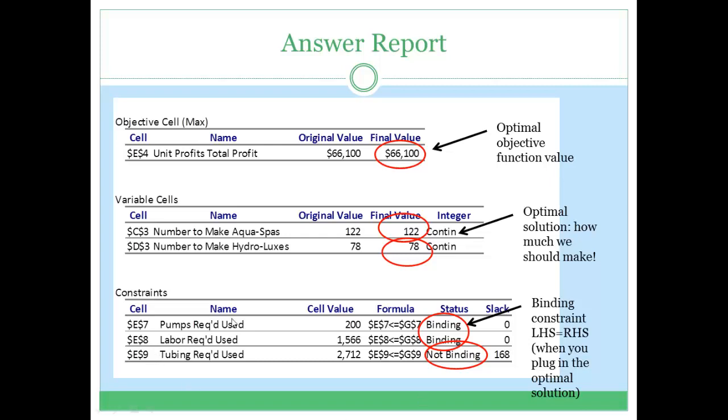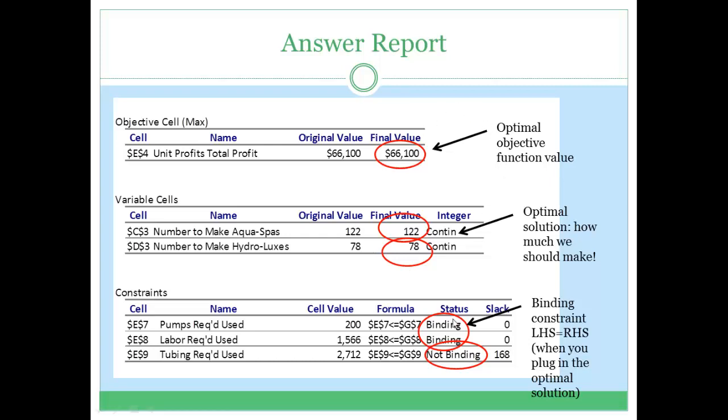The last one here is the constraints table. Here we are going to be talking about the different constraints that we have. We have the pumps, labor, and tubing, as you remember. The cell value here represents the left-hand side of the constraint. If you remember, on the left-hand side of a constraint, we have a function. The value that we get here is what we get from plugging in the optimal solution into our constraint.